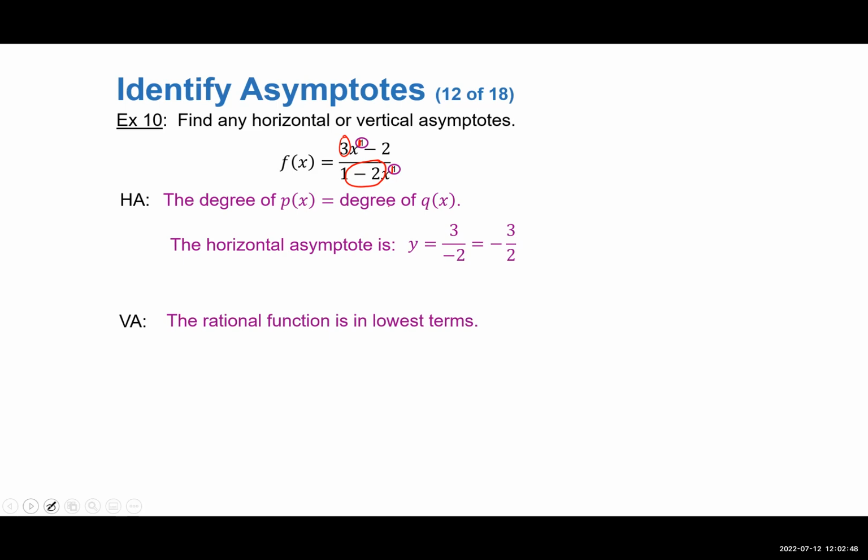The rational function is in its lowest terms because they don't have anything in common. So now I just take the denominator, set it equal to 0, and solve. So the vertical asymptote is x equals 1/2.